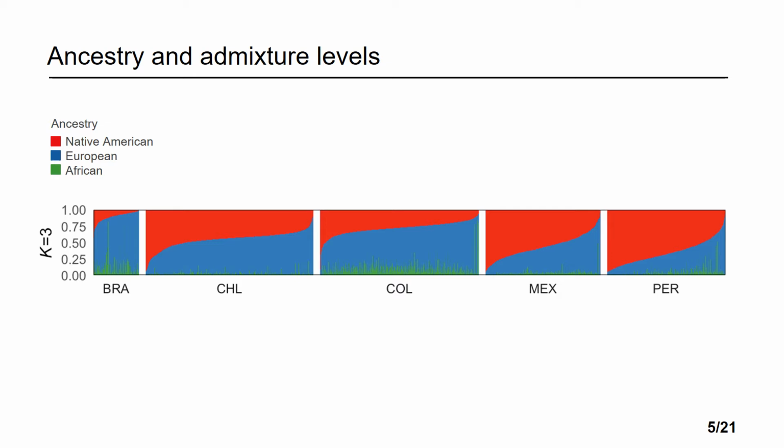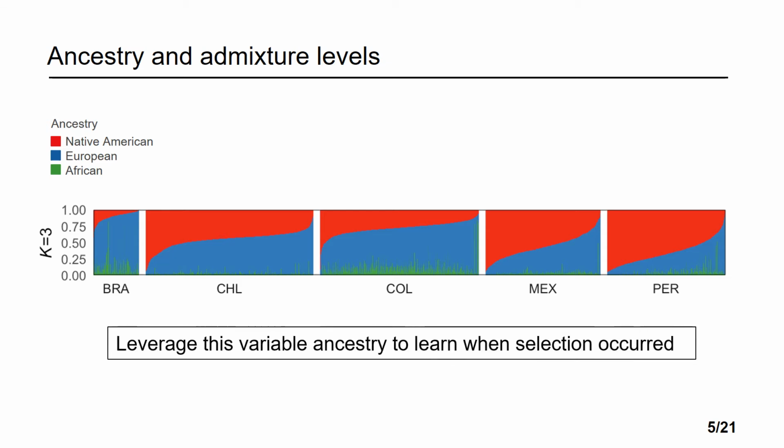But importantly, we also see that there is variability within the populations. So for example, here again in the Peruvian samples, we see individuals with different levels of Native American ancestry, which is something that we actually leverage in our method to establish when selection occurred.